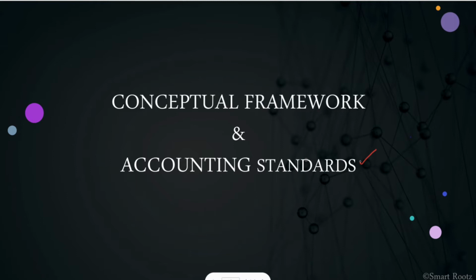But to understand accounting standards, it is important that we understand the framework, also known as the conceptual framework. This conceptual framework is very important to understand accounting standards. So let's find out what a conceptual framework is, why there was a need to develop this conceptual framework, and so on. So let's get started.